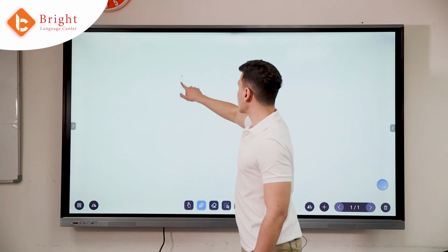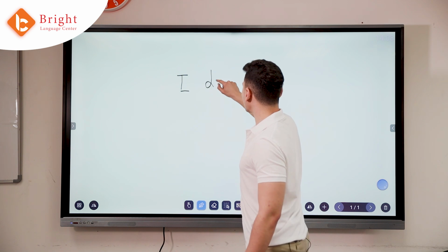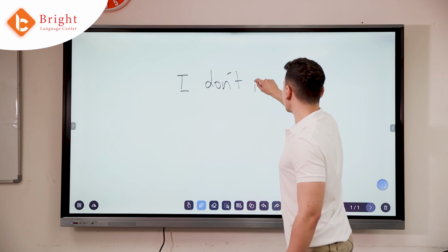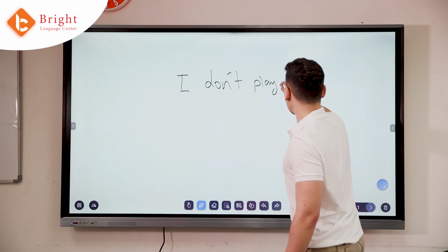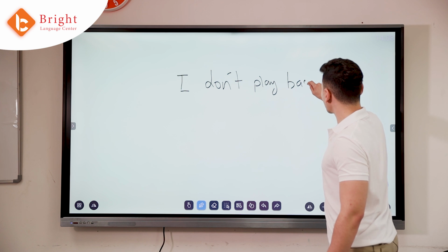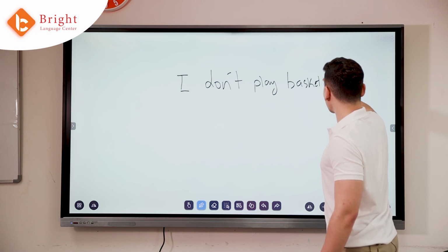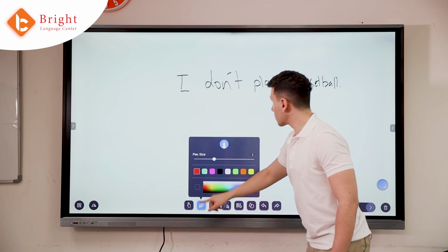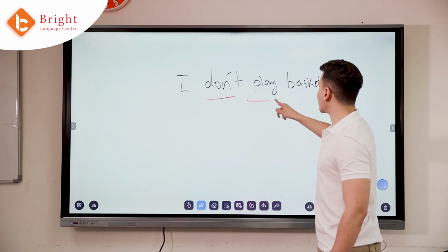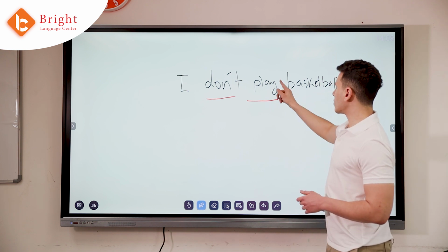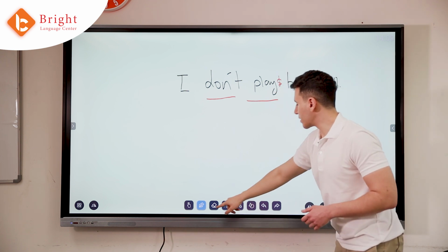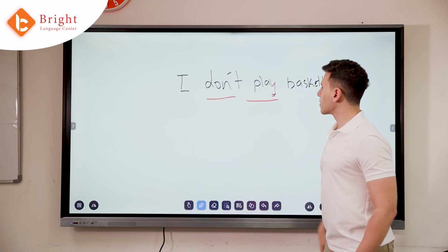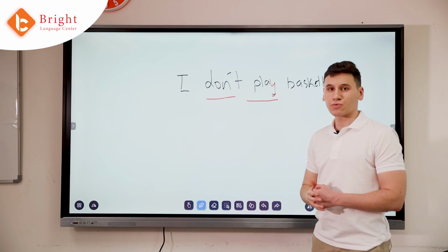Let's start with the first one. I don't play basketball. In this case, you can see we put don't and then the verb. And also notice there is no S stacked on at the end of the verb. We put don't and then the verb in its root form.